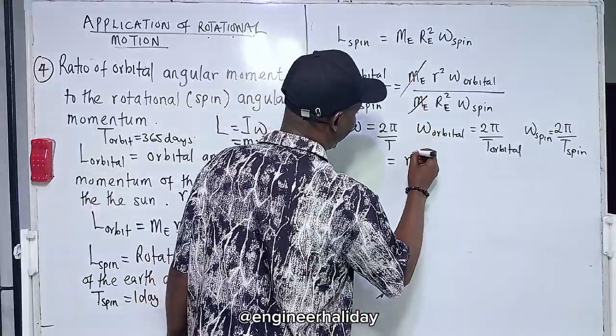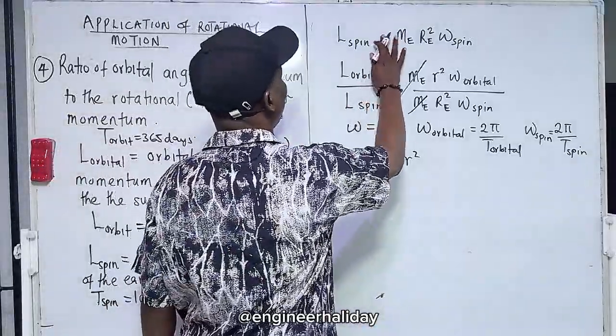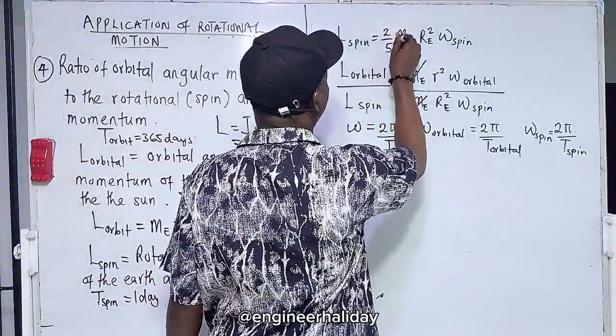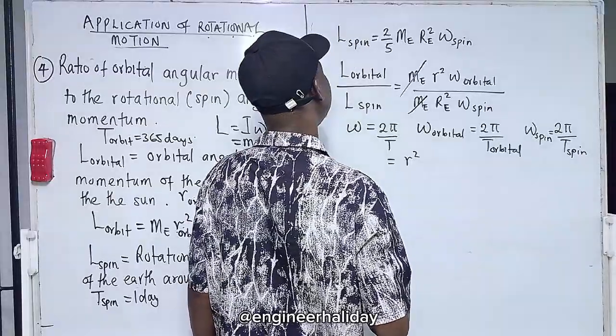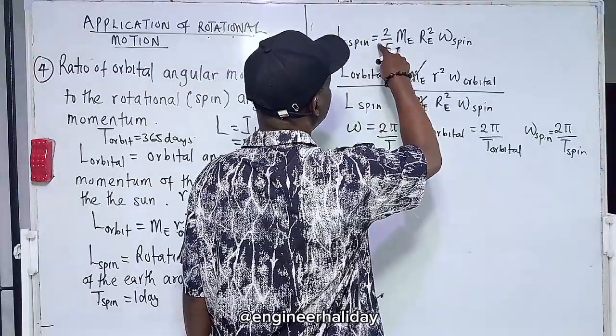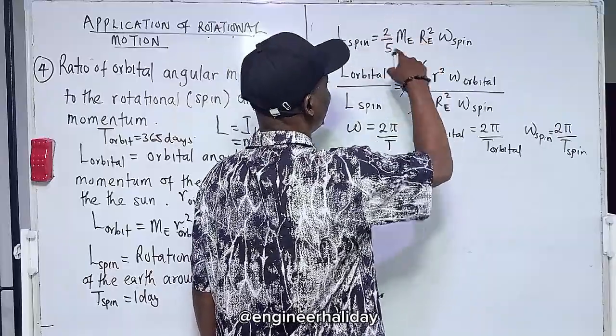So we will have it as R squared. Now don't forget, there's a mistake here. This one is supposed to be what? You take 2 over 5. That is the ratio factor. The ratio momentum factor is what? 2 over 5. Don't forget the earth spins with 2 over 5.